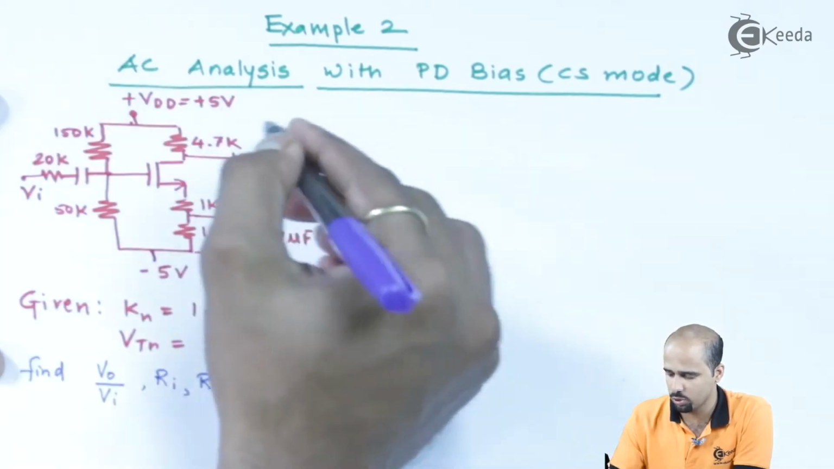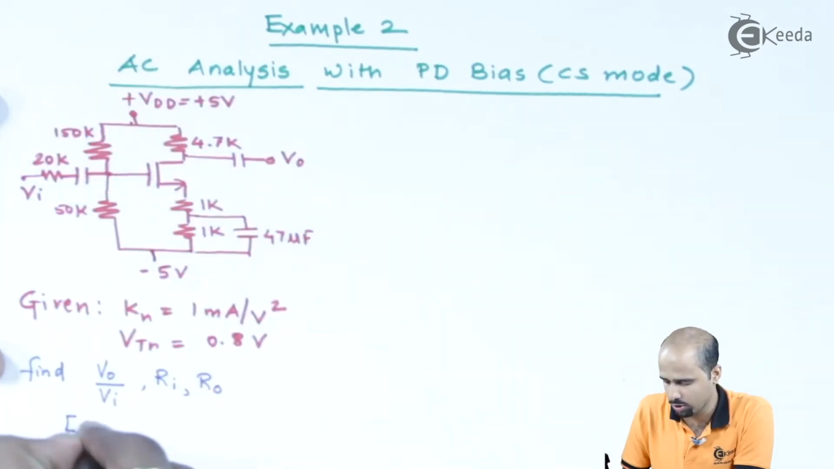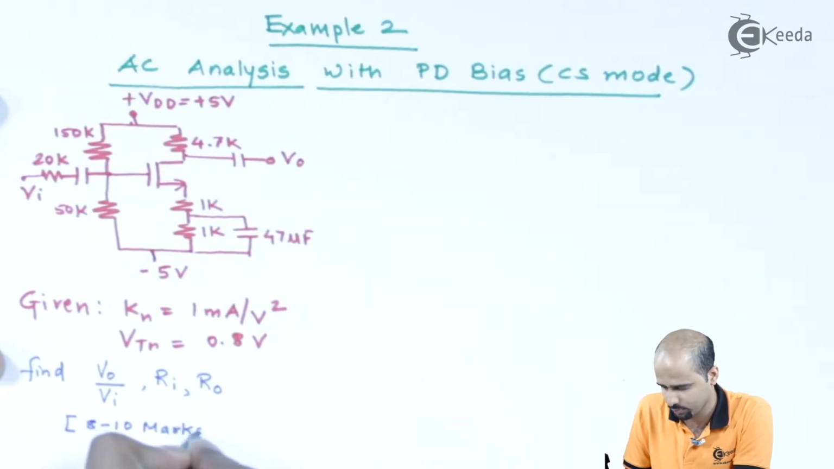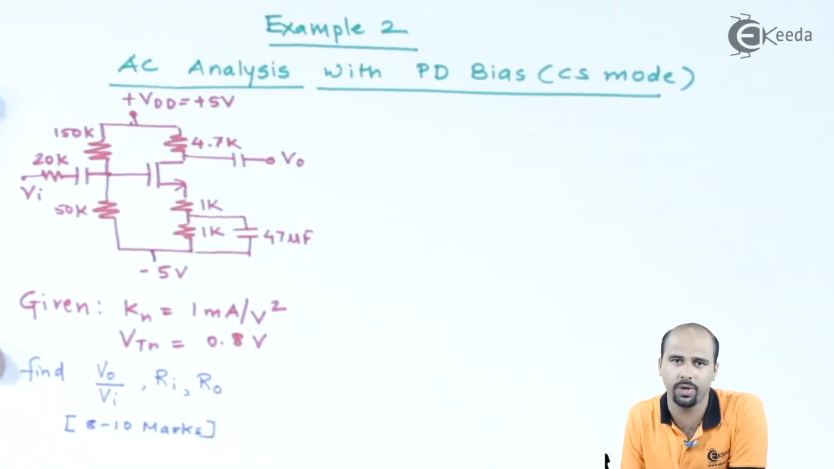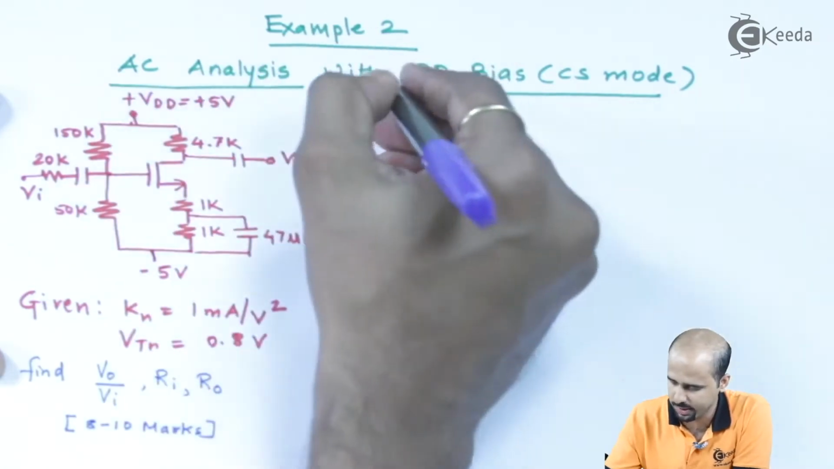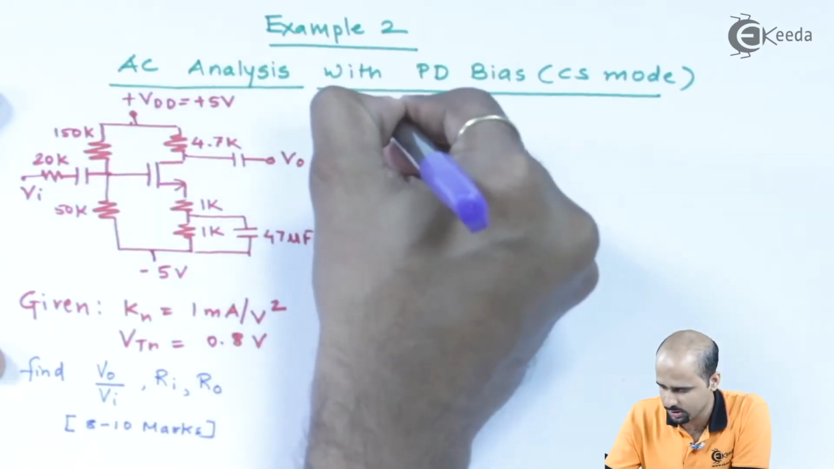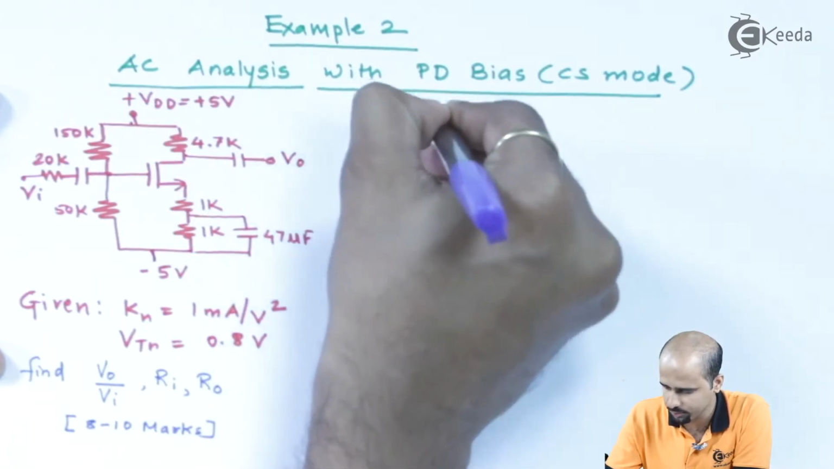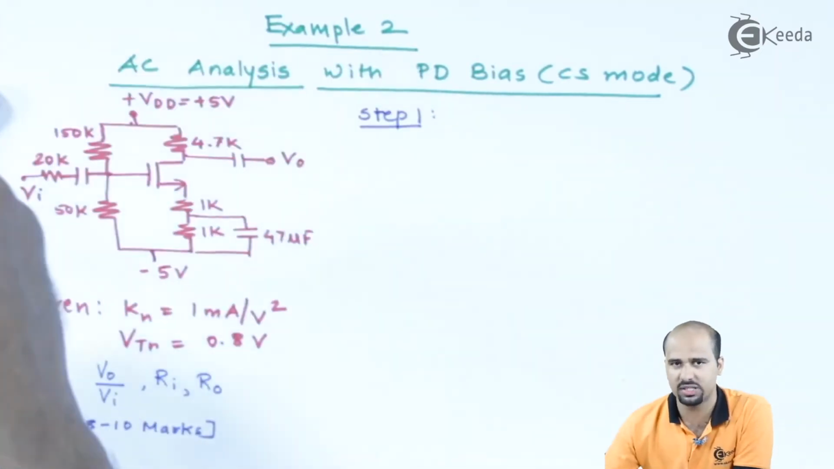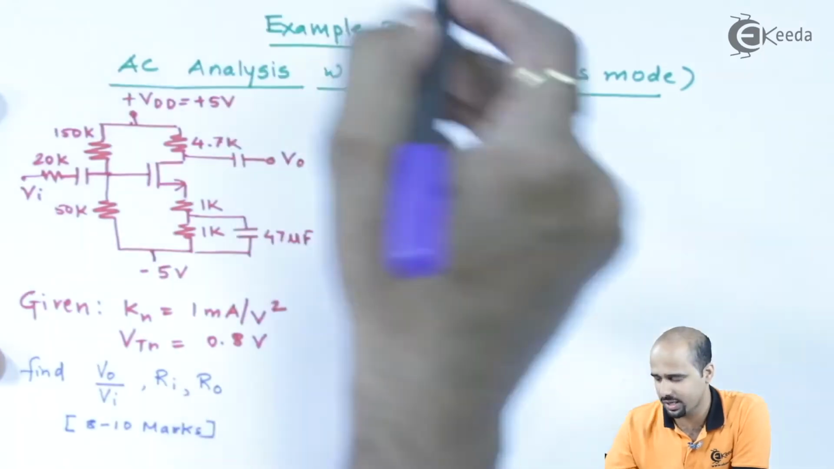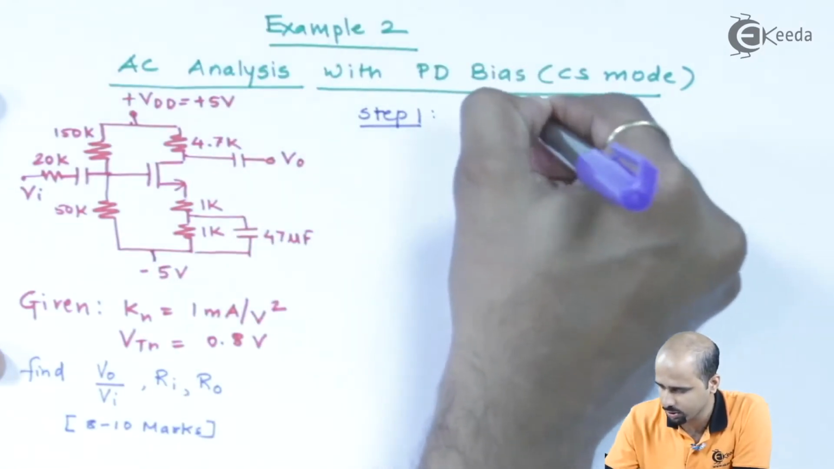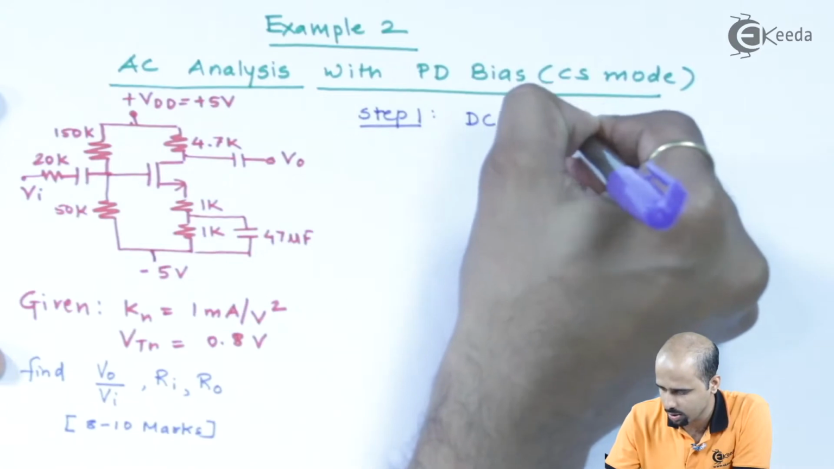They may ask you this question for around 8 to 10 marks. Okay, so let's begin with this particular numerical. Step number 1, obviously we will start with your DC analysis. So we'll write it over here, DC analysis.